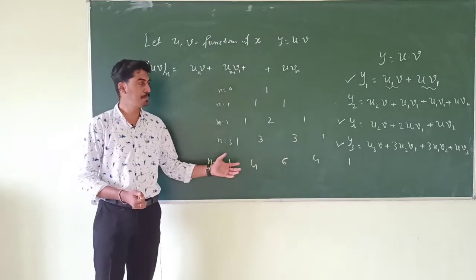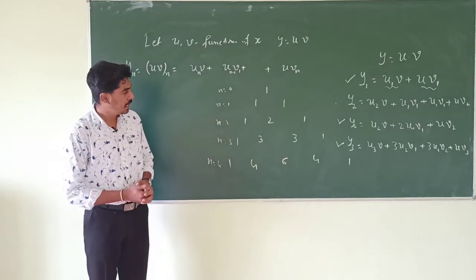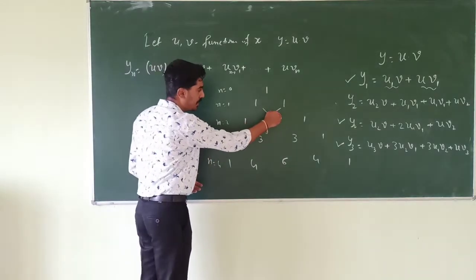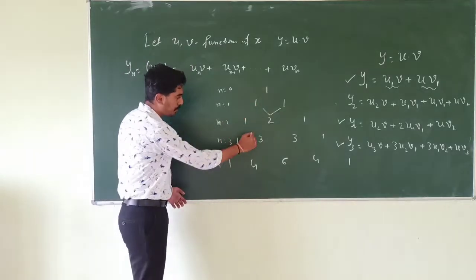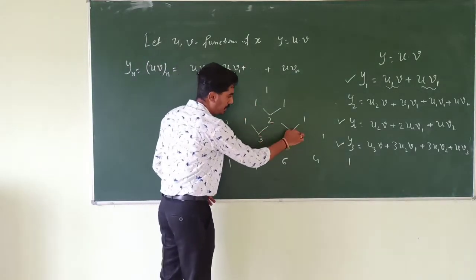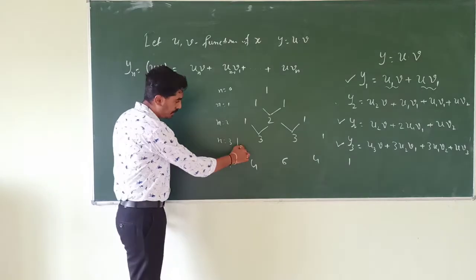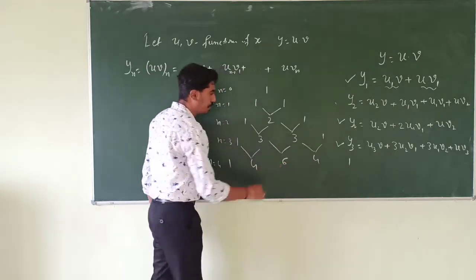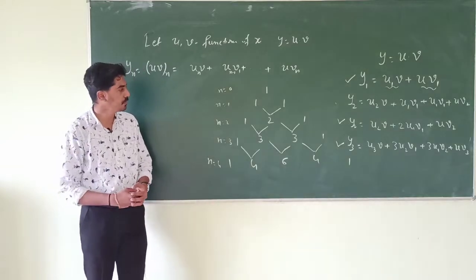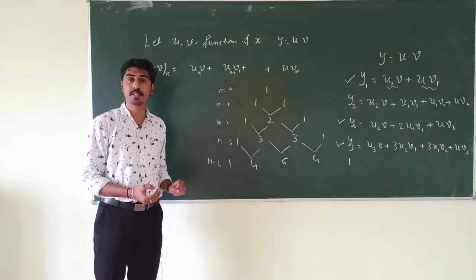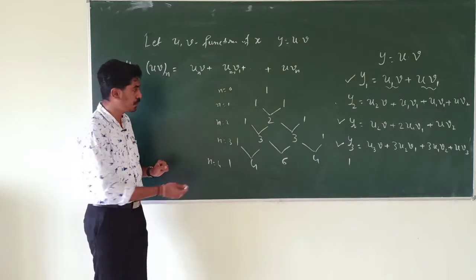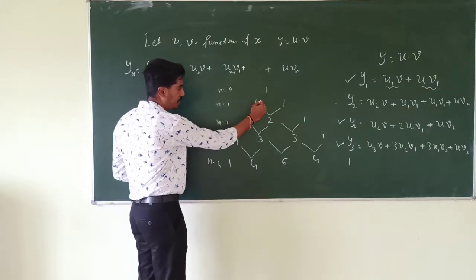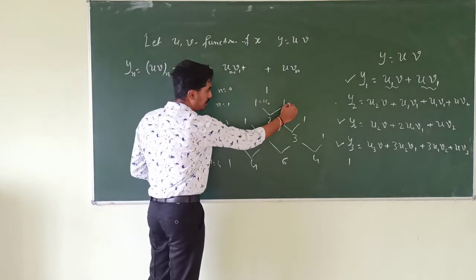This is well known as Pascal's triangle. The sum of 1 and 1 is 2. The sum of 1 and 2 is 3, 2 and 1 is 3. Here 1, 3, 1: 1 plus 3 is 4, 3 plus 3 is 6, 3 plus 1 is 4, and so on. In fact, the coefficients are exactly equal to, for 1, this is 1C0, this is 1C1.